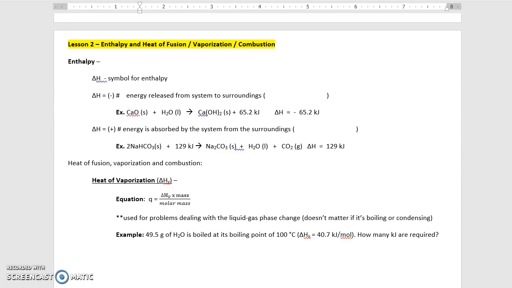So now we're looking at lesson 2 in our thermochemistry unit. This is dealing with enthalpy and then a couple different heats: heat of fusion, vaporization, and combustion. We'll talk about the difference between those in a minute here. First things first, though, we need to know what enthalpy is.